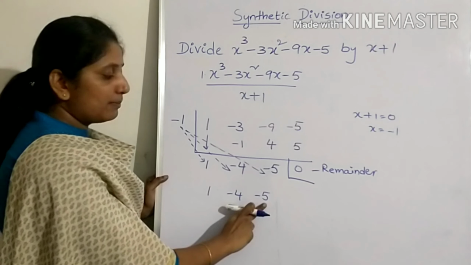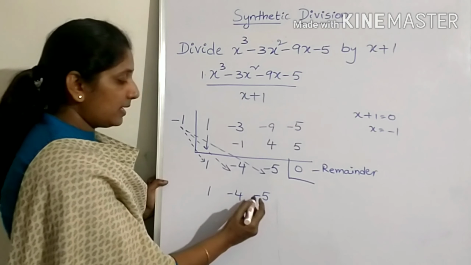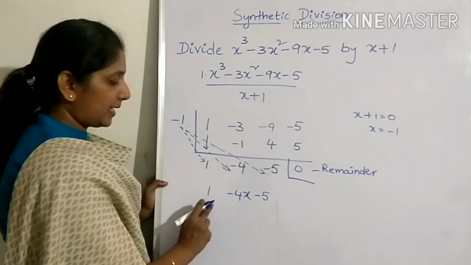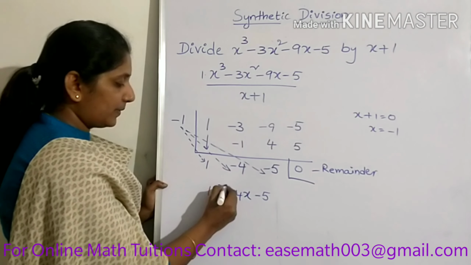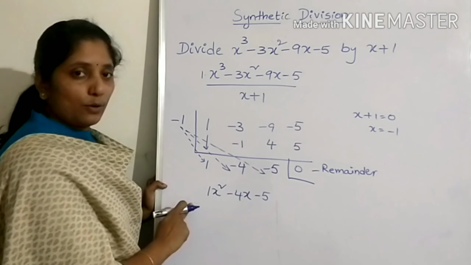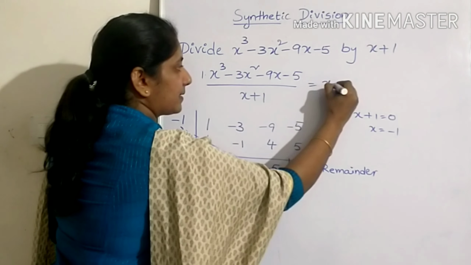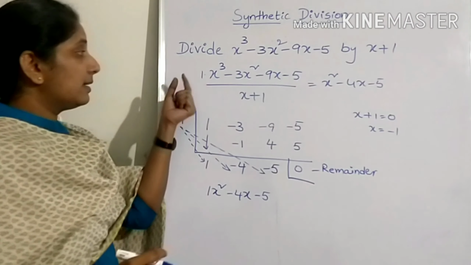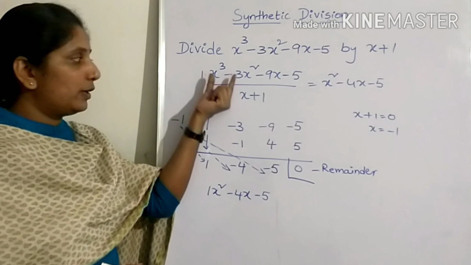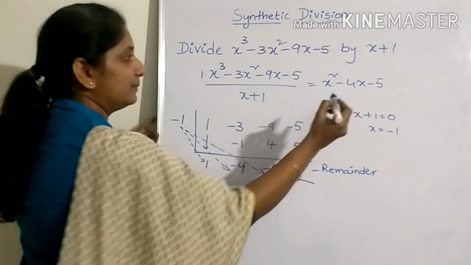So here this minus 5 is the constant term and this minus 4 is the coefficient of x and this 1 is the coefficient of x square. So this is our quotient polynomial. Now we are going to write it here. X square minus 4x minus 5. That means when we divide this polynomial by this polynomial, we got this.